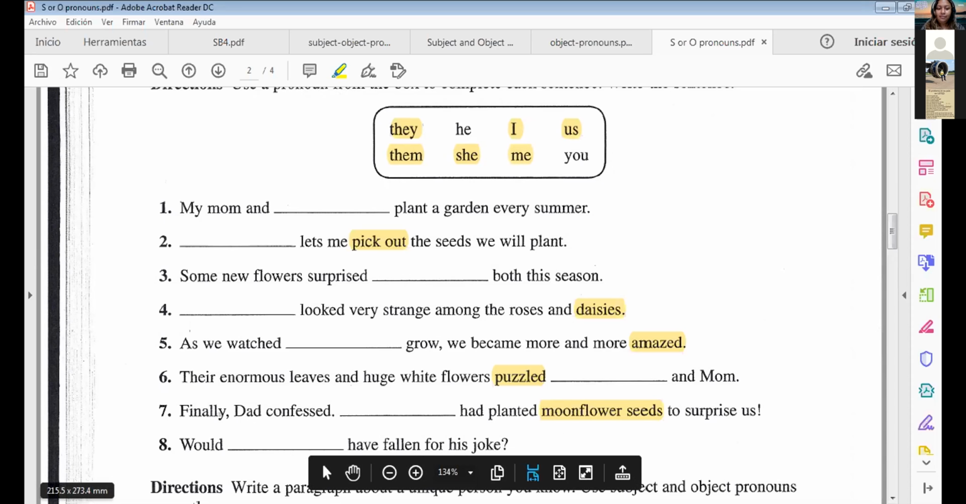Good. Finally, Dad confessed. Repeat it with me. Finally, Dad confessed. He had planted moonflower seeds too, to surprise us. Okay, very good. Very good. Now, good job. All right, great.